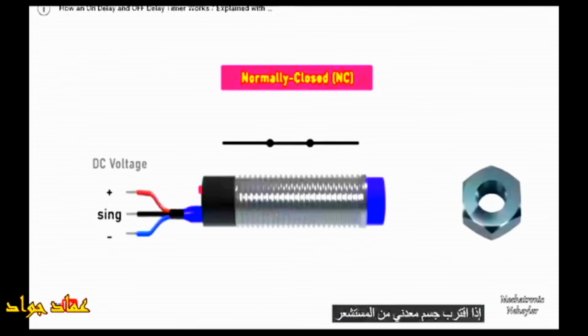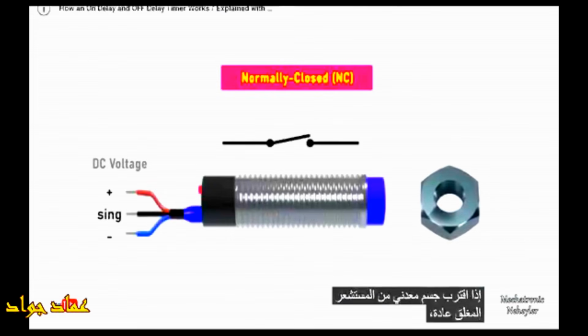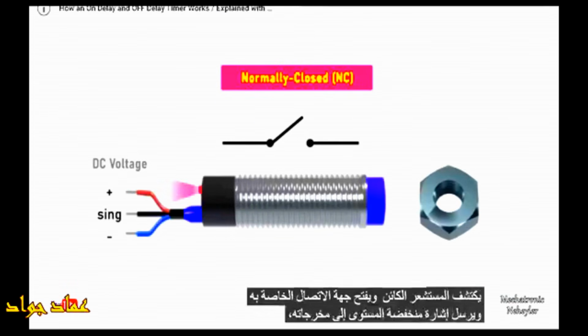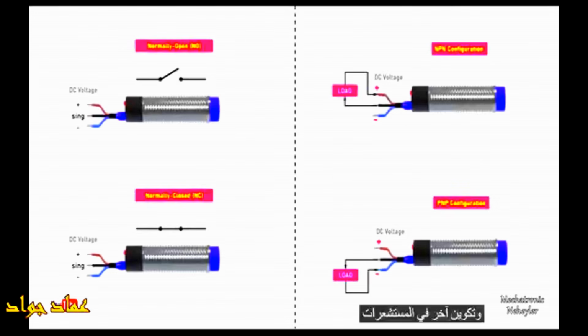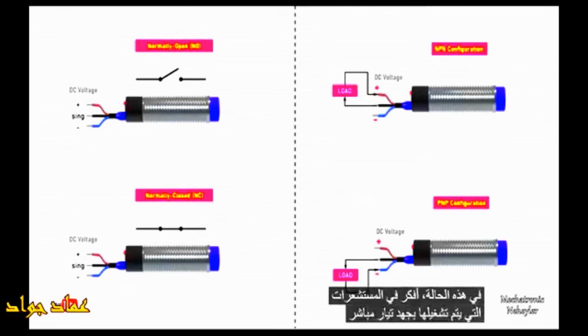If a metallic object approaches the normally closed sensor, the sensor detects the object and opens its contact, sending a low-level signal to its output. Another configuration in the sensors is that it is NPN or PNP. For this case I am considering sensors that are powered by a direct current voltage, but there are also alternating current ones. They usually have 3 cables.